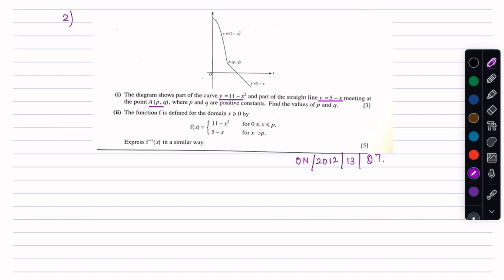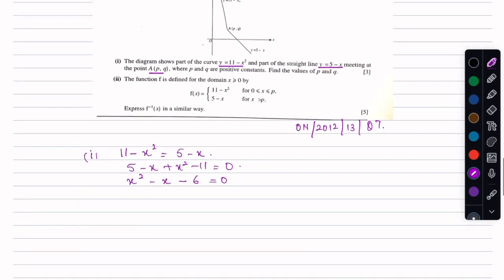So we can see that A is the point of intersection for the quadratic curve 11 minus x squared and the straight line 5 minus x. So I can solve the two equations simultaneously to get the values of P and Q. I can say it's 11 minus x squared, which is equal to 5 minus x, or I can say it's 5 minus x plus x squared minus 11, which is equal to 0. And further, I can say this is x squared minus x minus 6, which should be equal to 0.